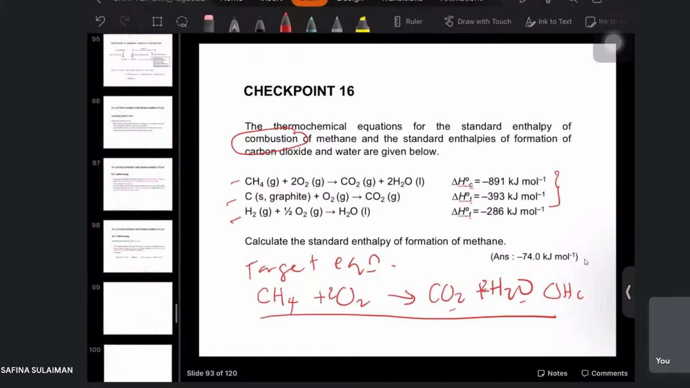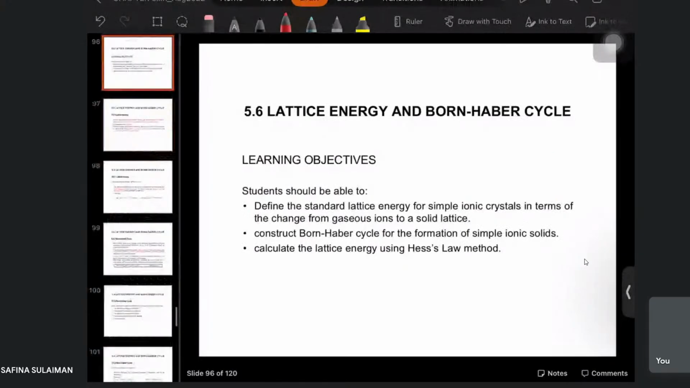Okay, then we proceed to 5.6 lattice energy and Born-Haber cycle. Students should be able to define the standard lattice energy for the simple ionic crystal in terms of the change from gaseous ion to a solid lattice, construct the Born-Haber cycle for the formation of simple ionic solids, and calculate the lattice energy using Hess Law method.